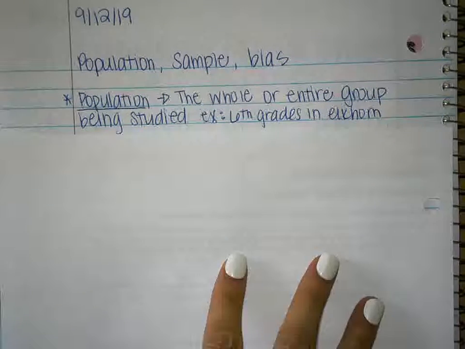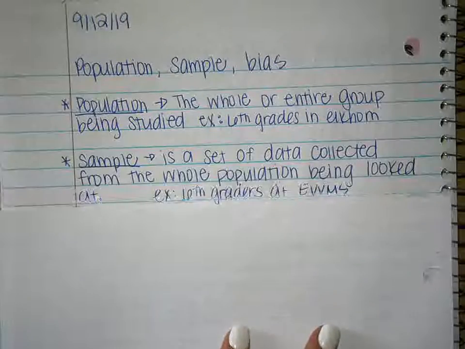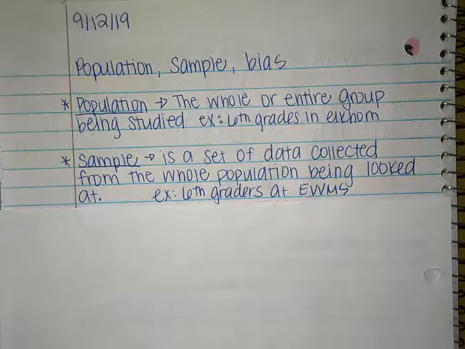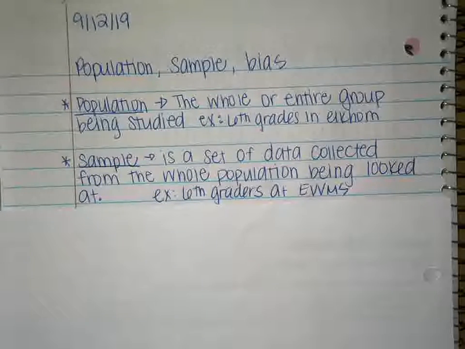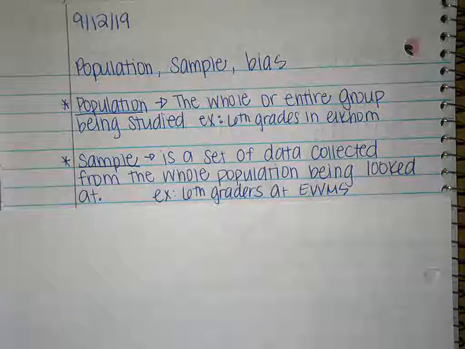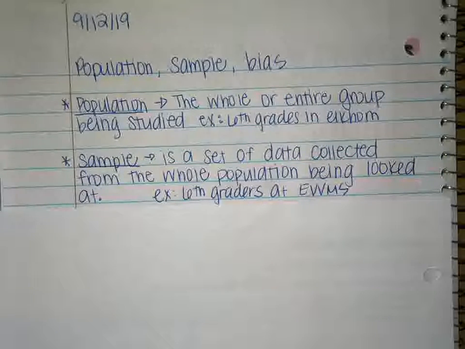But then specifically when we talk about samples, samples gets more specific. A sample is a set of data collected from the whole population that's being looked at. It's really difficult to look at the entire population because that's a lot of people. So instead of looking at the entire population, you take a sample of that population to look more specifically at. So for instance, if I want to look at 6th graders in Elkhorn, instead of looking at all 6th graders, I could just look at 6th graders at EVVMS. And that would be a sample of the population.